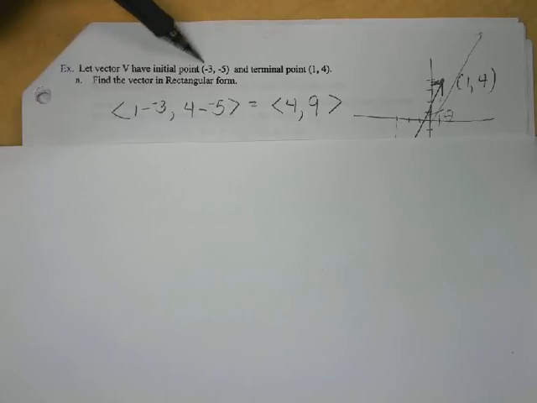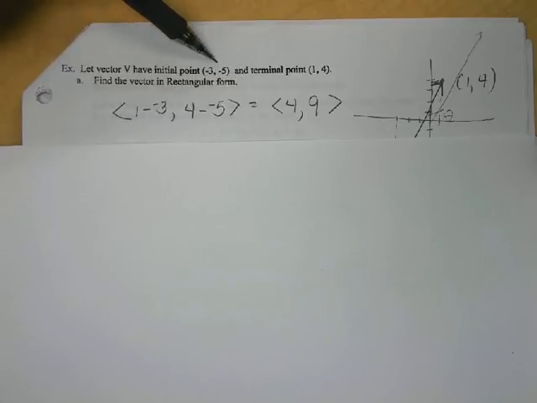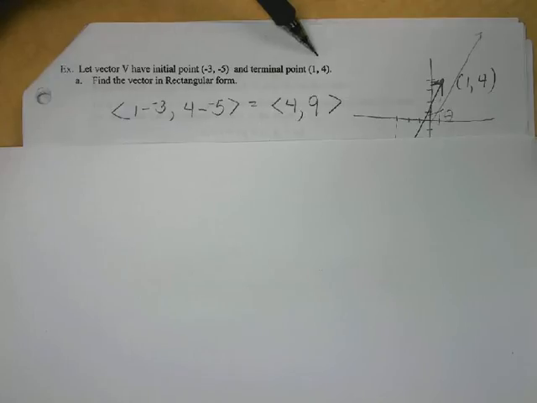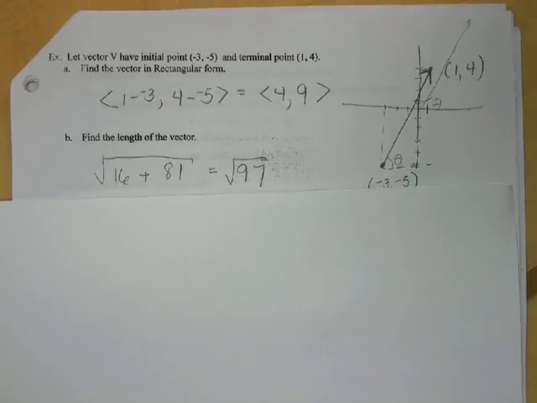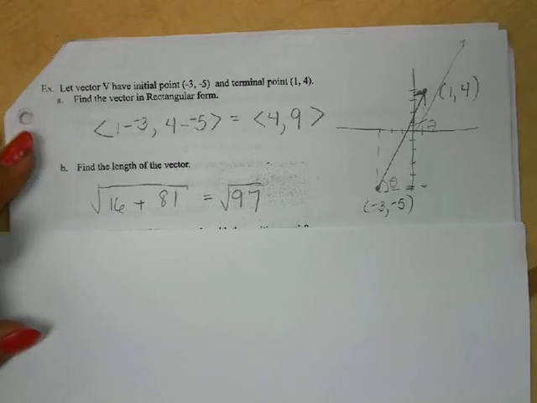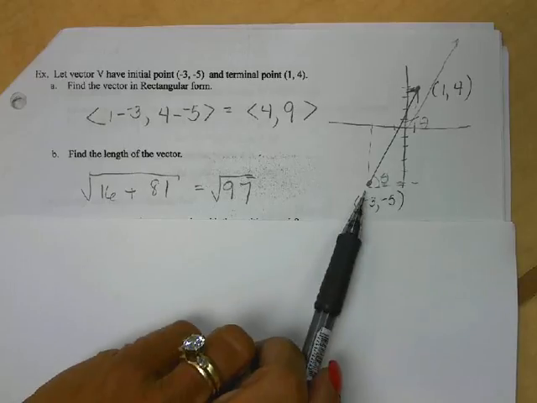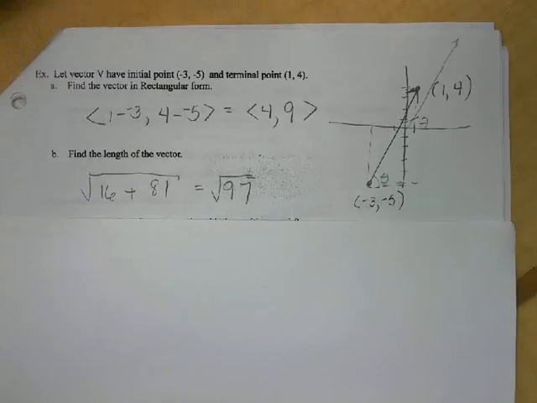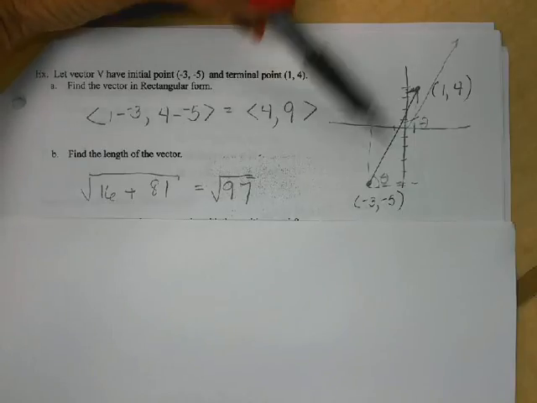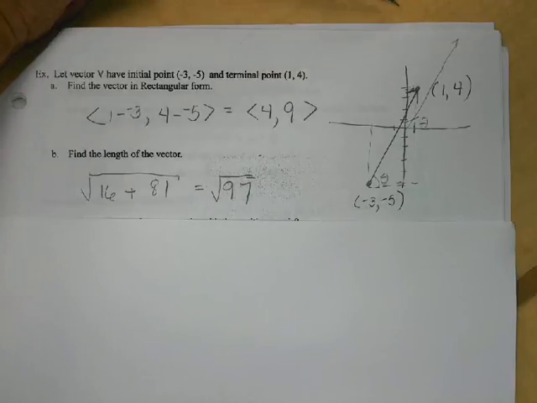Notice the parenthesis notation, that is a point, that is not a vector. And I want the terminal point to be the point (1, 4). So the tail of the vector will begin here. The head of the vector, or the end of the vector, will be at this point. I initially drew in my 2 points. So I have the point (-3, -5), and I have the point (1, 4). Draw the vector with the tail to the head of the vector.